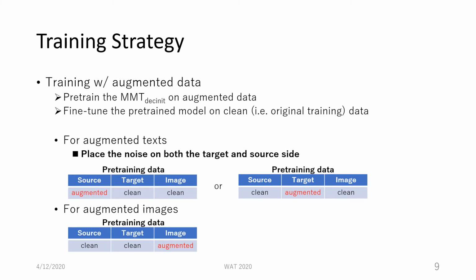So the text used for pre-training consists of augmented text on the source side and clean text on the target side, or augmented text on the target side and clean text on the source side. For using augmented images, we pre-train the model with clean text on both sides and augmented images.